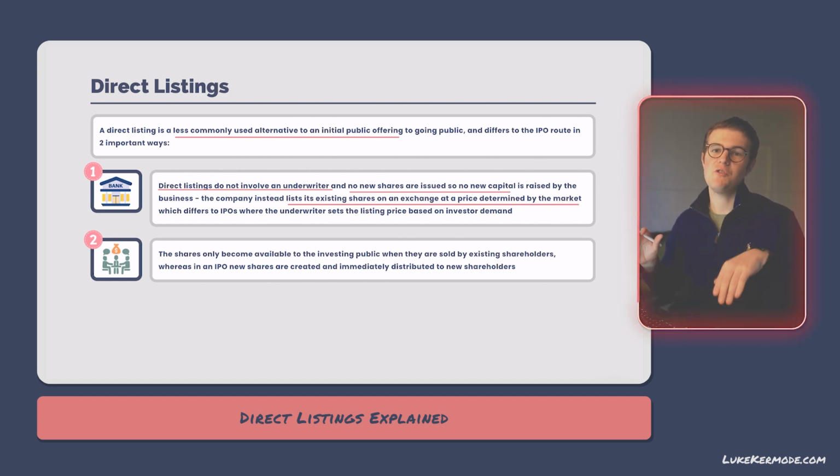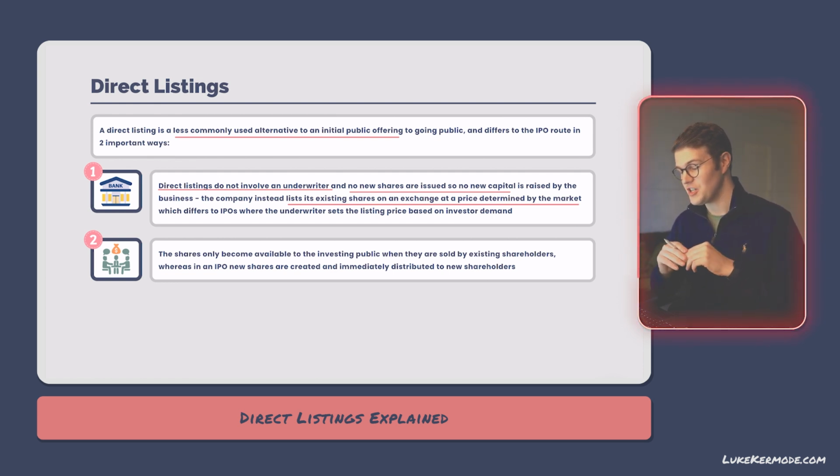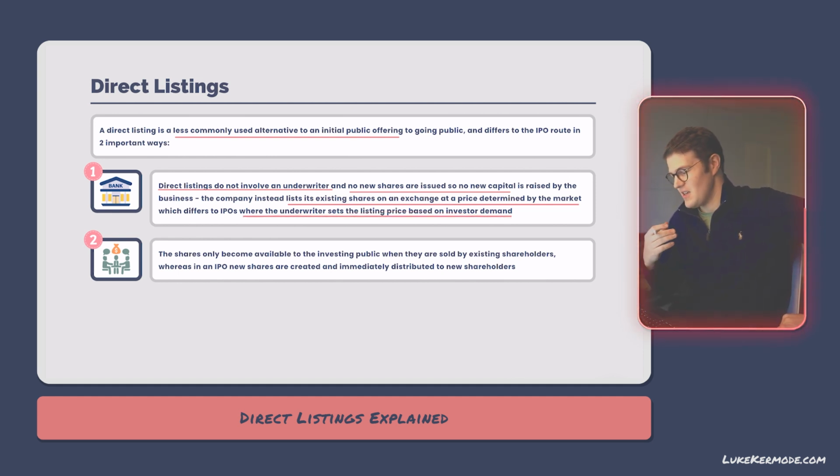So no new shares are issued, no new capital is raised by the company like what you would find in an IPO. Instead, the existing shares are listed on an exchange as they are at the prevailing market price. And that differs to an IPO where the IPO price, the listing price, is set based on the demand by investors. So that's one of the key points that contrasts a direct listing to an IPO. In an IPO, new capital is raised in exchange for new equity, which is provided to new or existing shareholders, whereas in a direct listing, no new shares are issued, so no new capital is raised by the company.